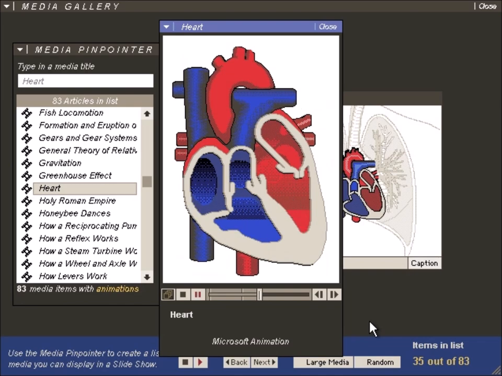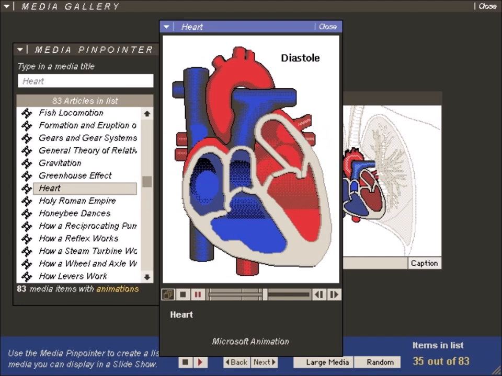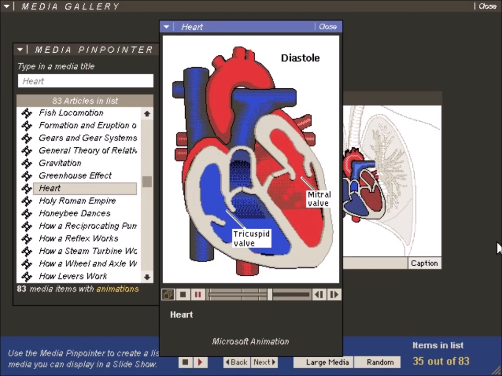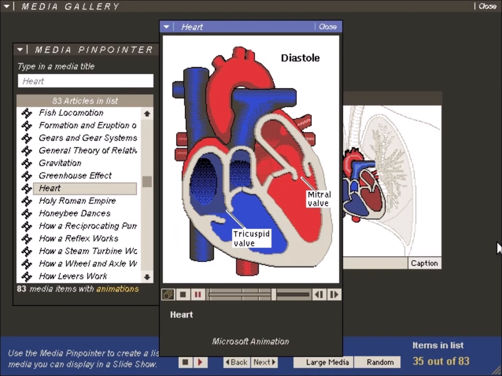There are two stages in each heartbeat cycle, the systole and the diastole. In diastole, the heart muscle relaxes and blood is drawn into the two auricles. Rising pressure in each auricle opens the tricuspid and mitral valves and blood flows into the ventricles. Each auricle contracts, filling ventricles to capacity.